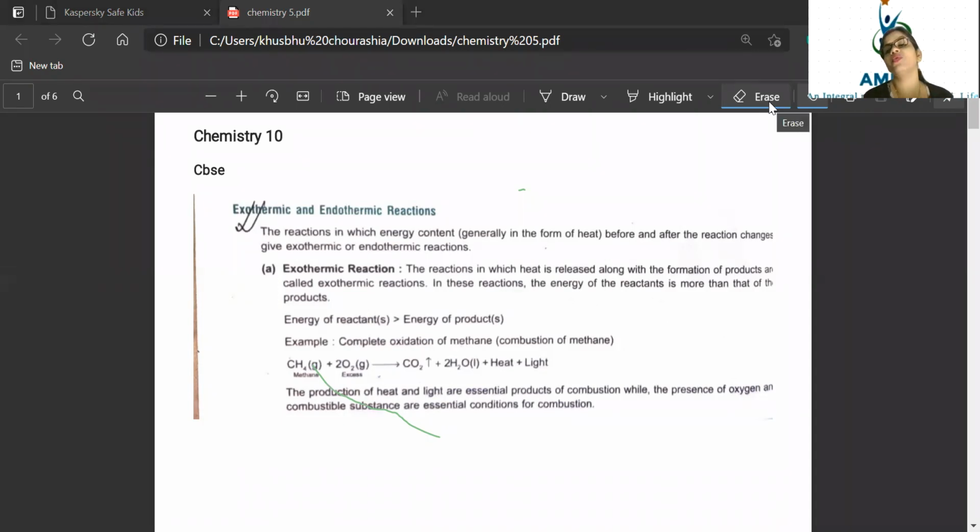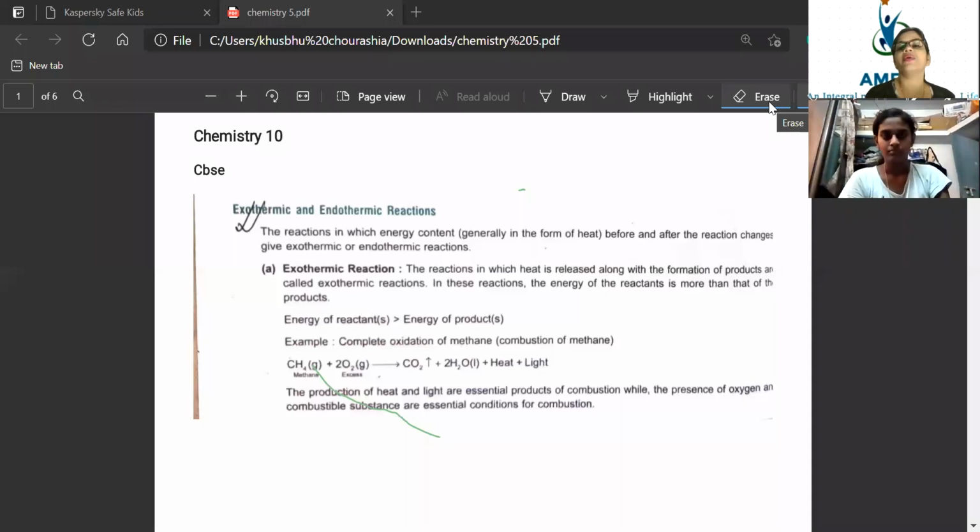Now today I'm going to teach Kamya only chemistry and maths. Those two notes which I started, you have to bring, beta.